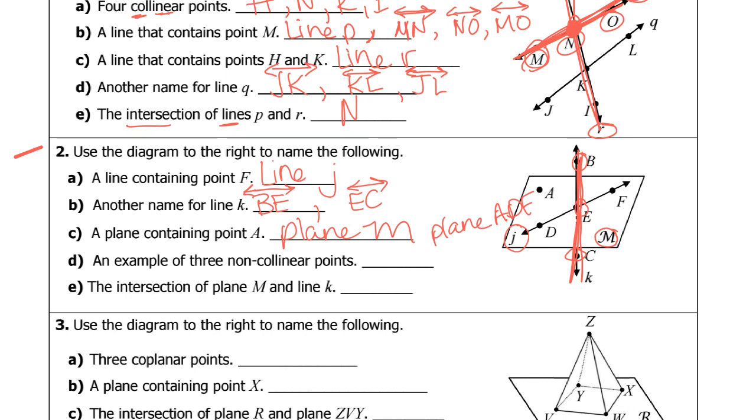An example of 3 non-collinear points, so not on the same line. I chose D, E, and A because those are not on the same line. Now remember, D and E are in the same line. Those are collinear. But if you're talking about all 3 points, then altogether they are non-collinear. I hope that makes sense.